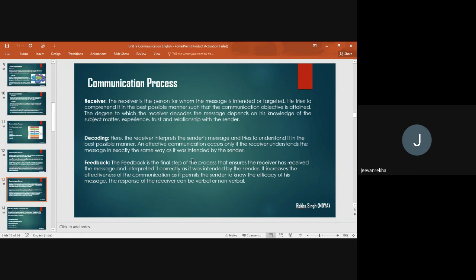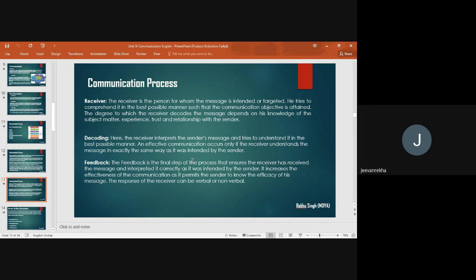What does feedback mean? You are the receiver, I'm the sender, encoding and decoding. I'm sending a message to you. The way I'm teaching you, you are understanding or you are not understanding. Feedback will be there. Feedback is the final step of the process that ensures the receiver has received the message. It means whatever I have taught you from yesterday, you have understood everything, right? Whatever you have understood, you will give the feedback.